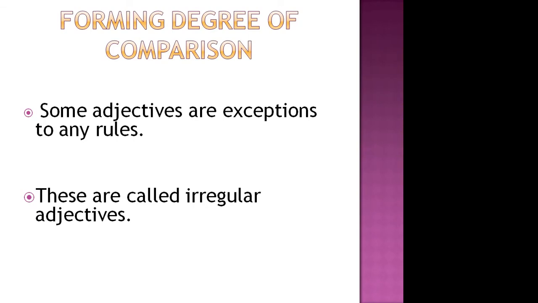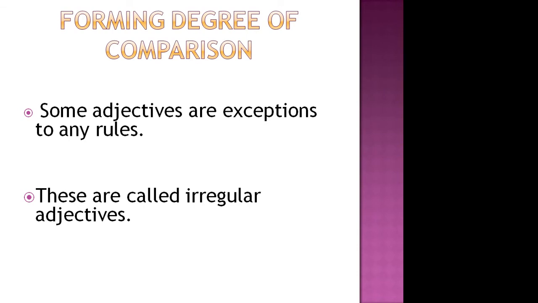Forming degree of comparison. Again, some adjectives are exceptions to any rules. Yes, some do not abide by the rules. Whatever rules you lay for them, some children are also like that. They don't abide by the rules. So I'm going to put some home rules. And when you get back, I'm going to ask your parents how much marks they're going to give you. Okay, so we're going to have that competition also, and I'm going to put it up in the classroom.